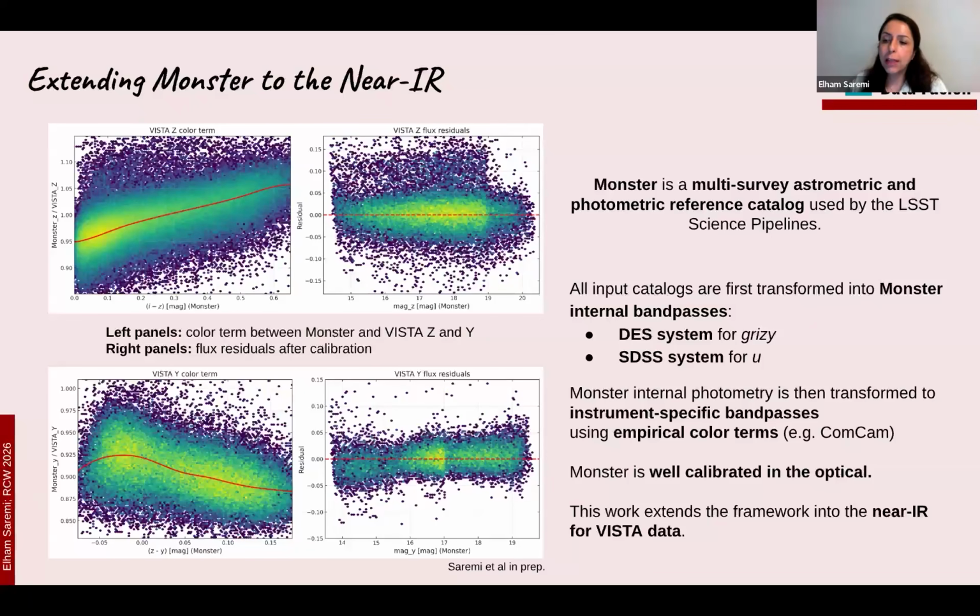For Z and Y, I followed the same method used by the Rubin DM team. And for J, H, and Ks bands, I used a cross-match with the VISTA public catalogs to add those bands to the reference framework.